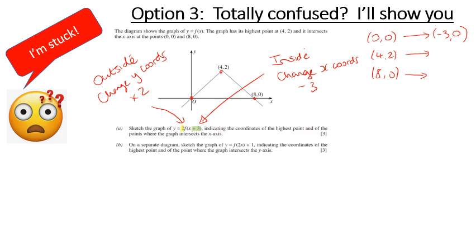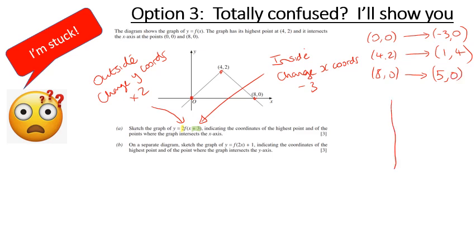Let's do the same on the next one. My x coordinate, I've got to take 3 off. 4 take away 3 is 1. And the y coordinate, I've got to multiply by 2. 2 times 2 is 4. Same on the last one. Let's take 3 off the x coordinates. That becomes 5. And then times the y coordinate by 2. 0 times 2 is 0.